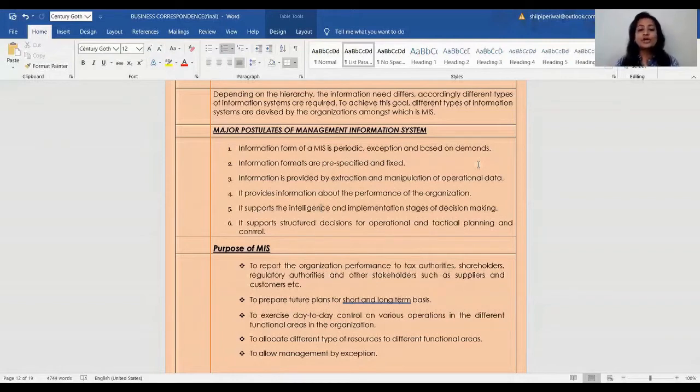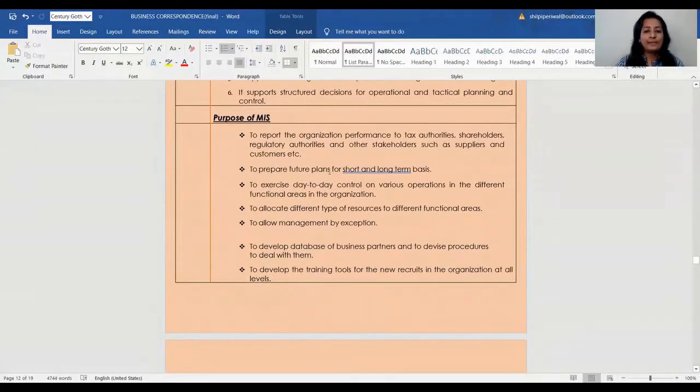The last point is it supports structured decisions for operational and tactical planning and control. So that's what it is. This system helps people to make proper decisions. All right. Now coming to the purpose of MIS.